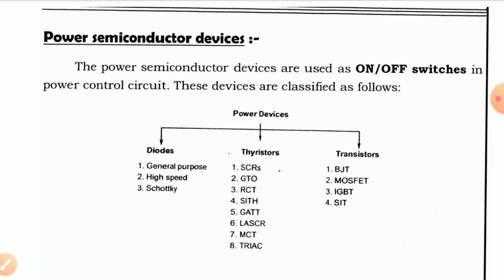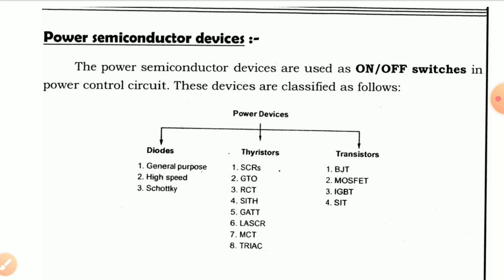Then comes power semiconductor devices. These are the devices used as on-off switches in the power control unit of a power electronic system. These power semiconductor devices are classified broadly into three categories. The first one is diodes, then thyristors, then transistors.